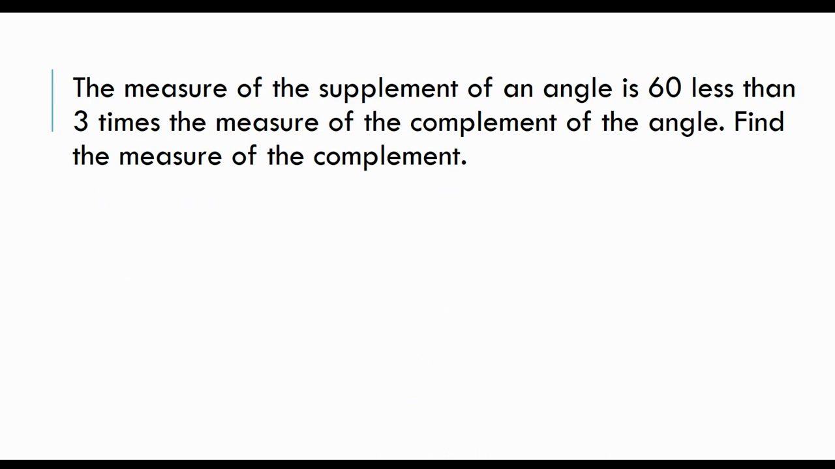Let's take a look at another one. It says the measure of the supplement of an angle is 60 less than 3 times the measurement of the complement of the angle. We're going to find the measure of the complement. So once again, I always let x equal the angle. So in this first one, it's talking about the supplement of the angle. Remember, supplementary means that we have two angles that add up to 180 degrees. So if x is my angle, 180 minus x is going to have to be the supplement.